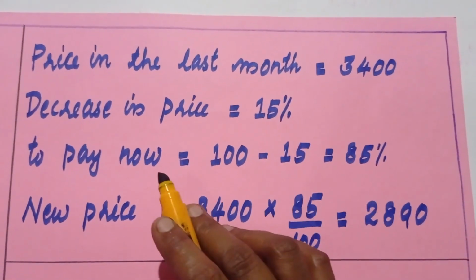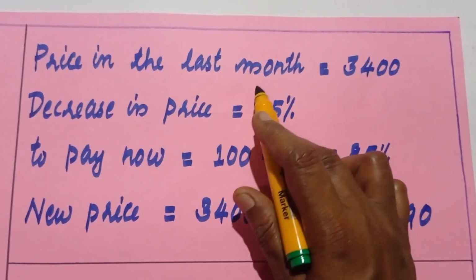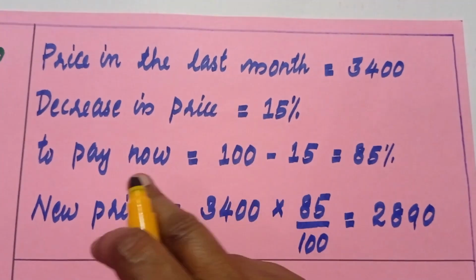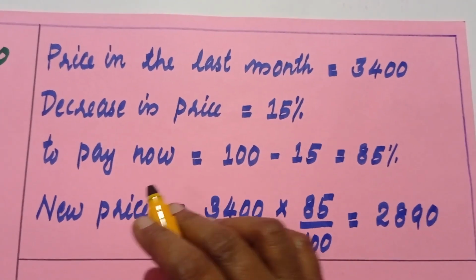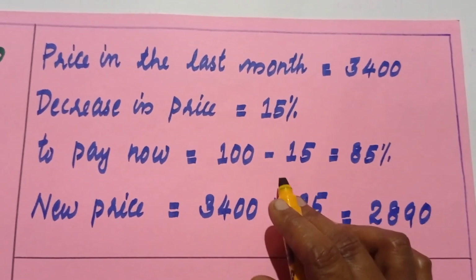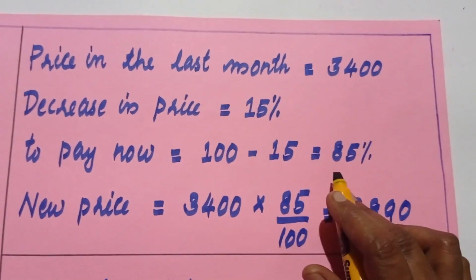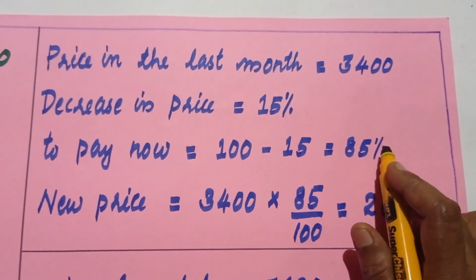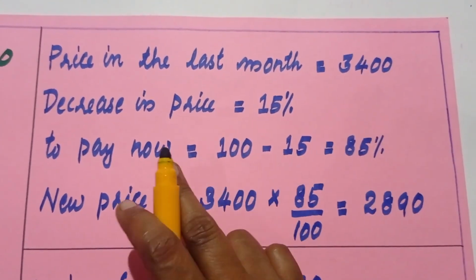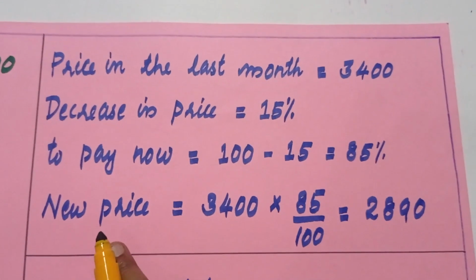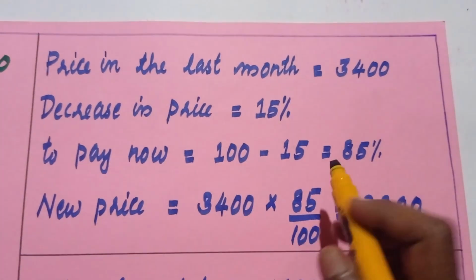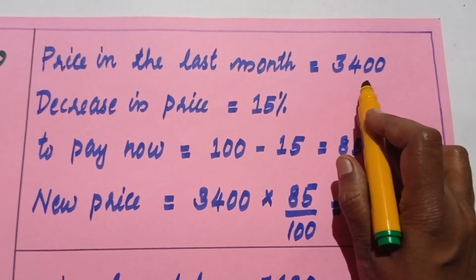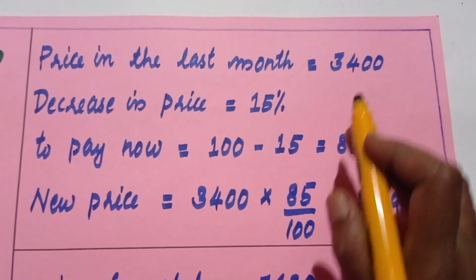Then to find what is to be paid now, we find the other percent of 15%. That is, to pay now is 100 minus 15%, which is equal to 85%. Then 85% of the price is to be paid now. Then the new price is equal to 85% of the price in the last month.